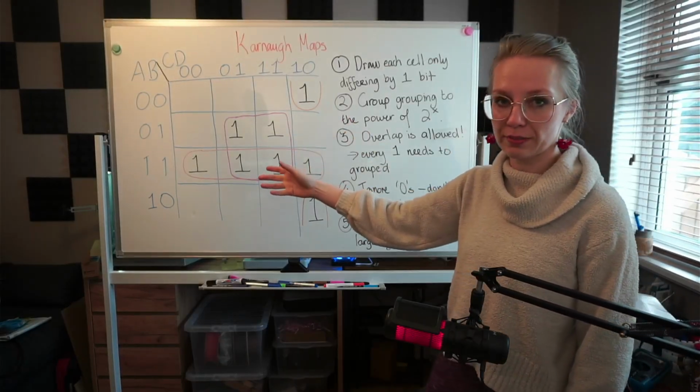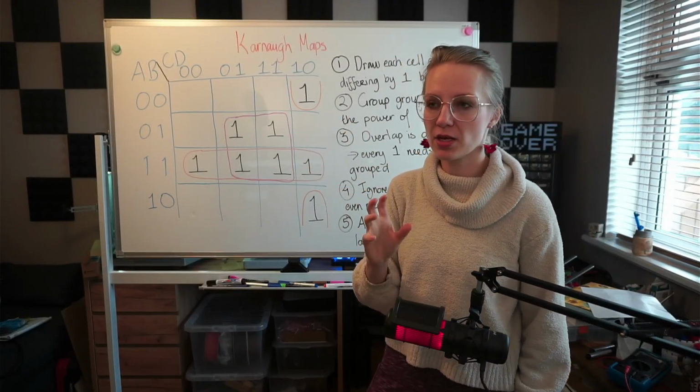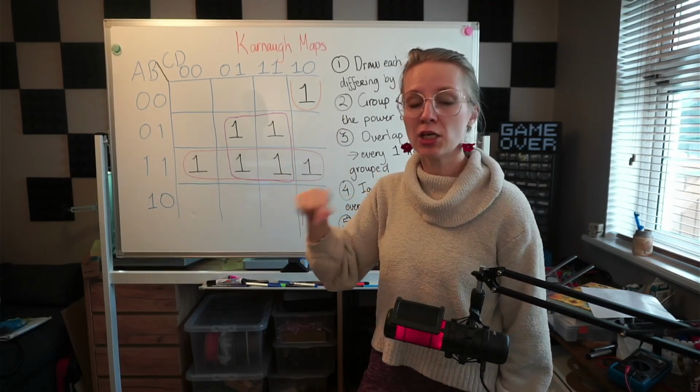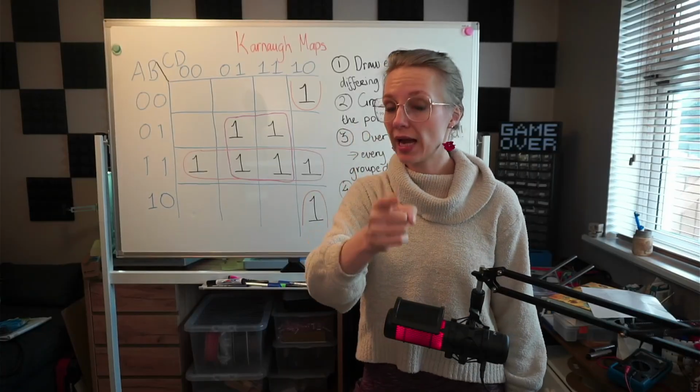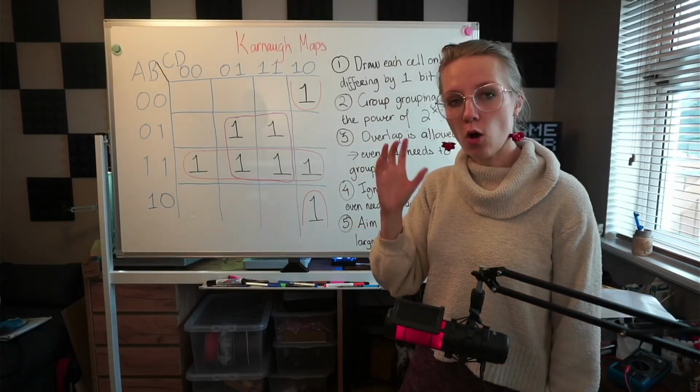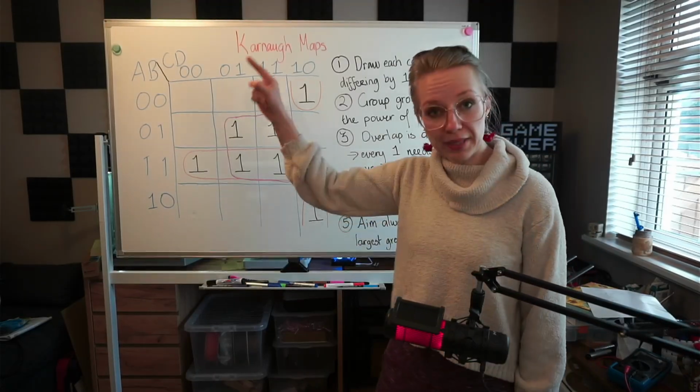Rule number 4 is we ignore the zeros. You don't even have to draw them. In some truth tables and Karnaugh maps, we can use something called don't care statements, where we put an X. You don't have to group the X's, but you can utilize them to get the maximum groupings. Which brings us to rule number 5, always aim to have the largest grouping. The bigger the grouping, the better.